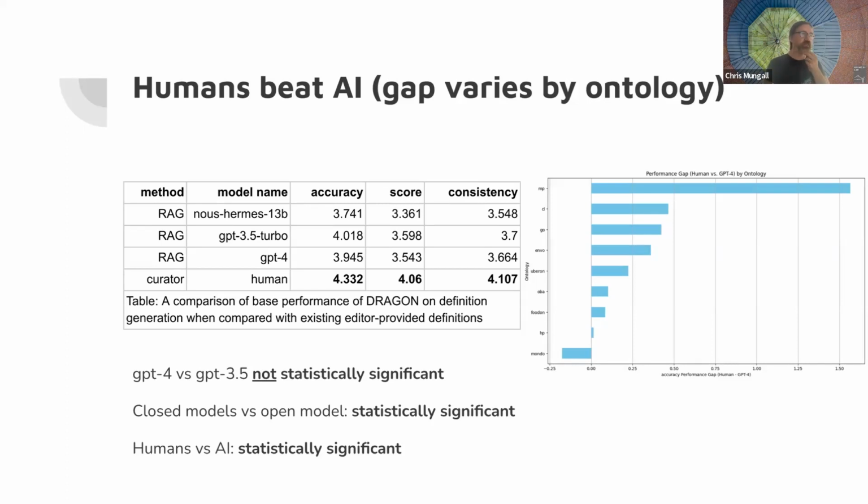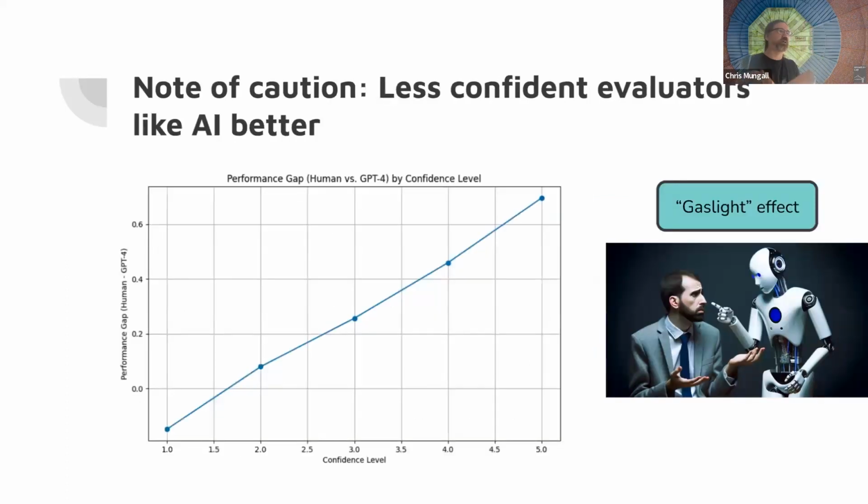But we did find something interesting when we compared the confidence of the evaluator versus the performance gap. This shows the performance gap between GPT-4, the best model, and the human author definition plotted against the confidence level. The more confident the evaluator is, the more likely they are to rate the human author definition better. The less confident the evaluator is, the more likely they are to not be able to distinguish a human-generated definition from a GPT-4 generated definition.